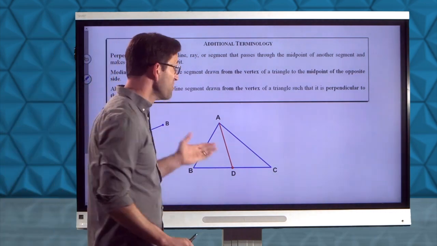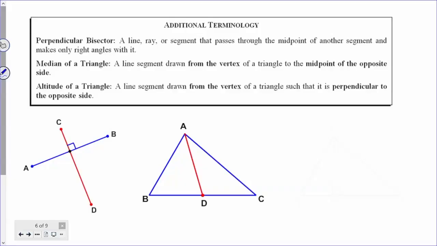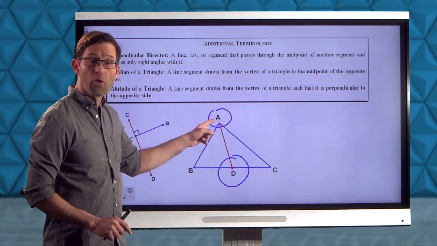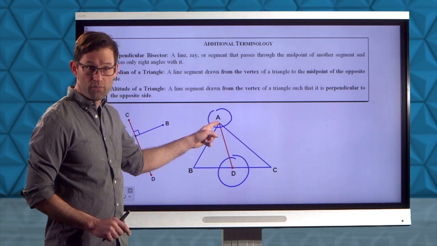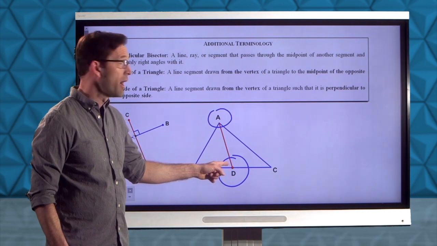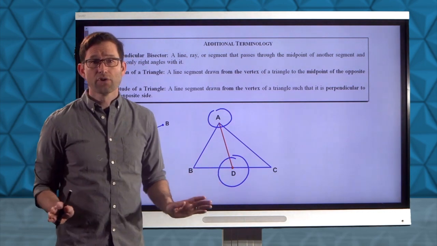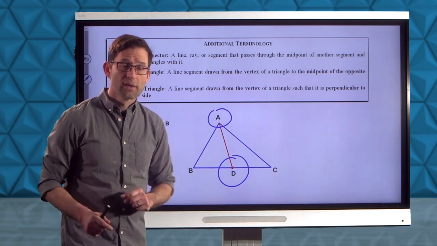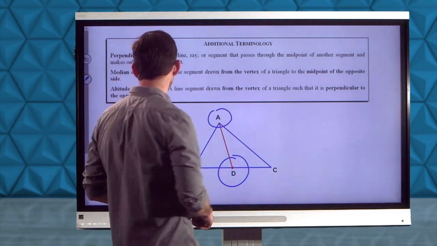Now let's talk about the second diagram. The median of a triangle. A line segment drawn from the vertex of a triangle to the midpoint of the other side. The median of a triangle: a line segment drawn from one of the three vertices of the triangle to the midpoint of the other side. Every triangle has three medians. All of them do. Let's take a look at the final piece of terminology for today.